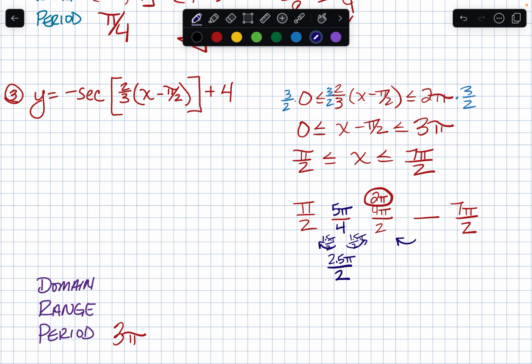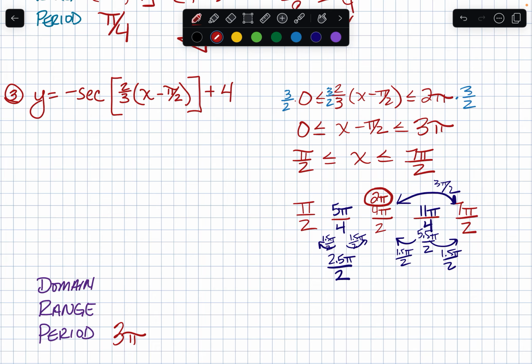Likewise, this is going to have to be 3 pi over 2 total to go from here to here. So half of that is 1.5 pi over 2 in either direction. So 4 pi over 2 plus 1.5 would be 5.5 pi over 2. Again, double the top and bottom to get rid of the decimal. This would be 11 pi over 4. All right, now I have my 5 x values.